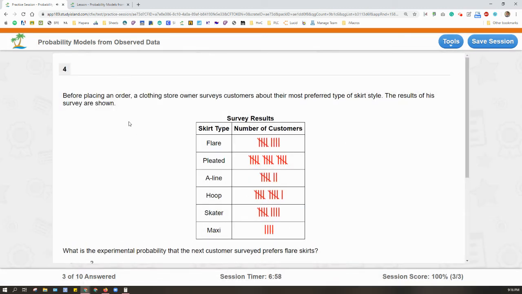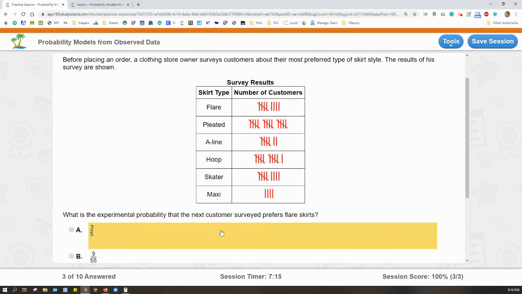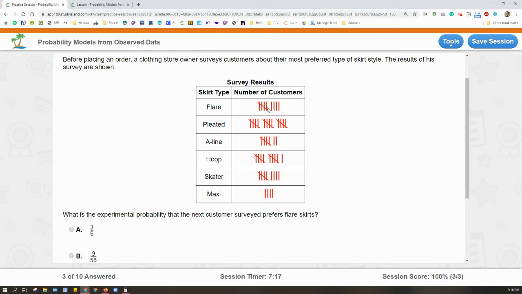Number 4. Before placing an order, a clothing store owner surveys customers about their most preferred type of skirt style. The results of his survey are shown. So we have the skirt type, and we have the number of customers that preferred that type. So flare skirts, pleated skirts, A-line skirts, hoop skirts, skater skirts, and maxi skirts. Then the number of customers we have for each one of those is shown in tally marks. So this is 9 for flare, then we've got 15 for pleated, etc., etc. The question is, what is the experimental probability that the next customer surveyed prefers flare skirts?